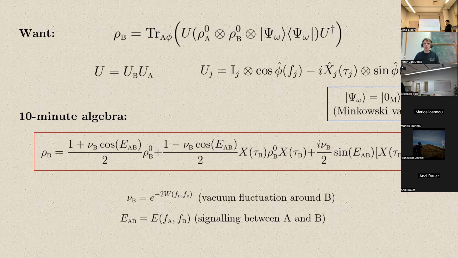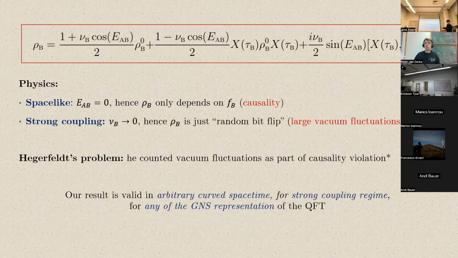Okay, and now I hope you see what's coming. First, if you're space-like, remember the causal propagator integrates to 0. Which means the first term just becomes 1 plus nu B. The second term just becomes 1 minus nu B. The third term drops out, in which case nothing depends on A anymore. Okay? So this is perfectly causal.